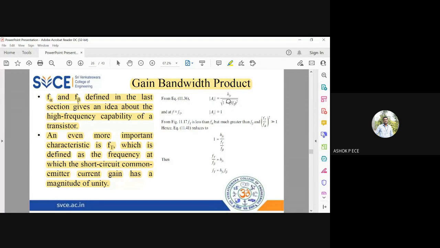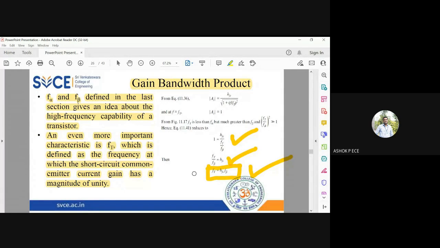So adding 1 to Ft by F beta squared is not going to make any change. So I am neglecting this one. So I can write HFE by Ft by F beta is approximately equal to 1. Or I can write Ft by F beta is approximately equal to HFE. Or Ft is equal to F beta times HFE. So I am neglecting this 1 plus. Addition of 1 is not going to change my value so much, so I can write it as approximately.